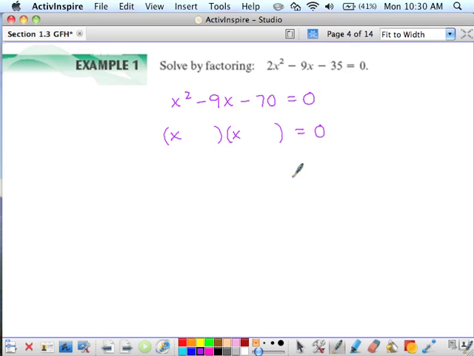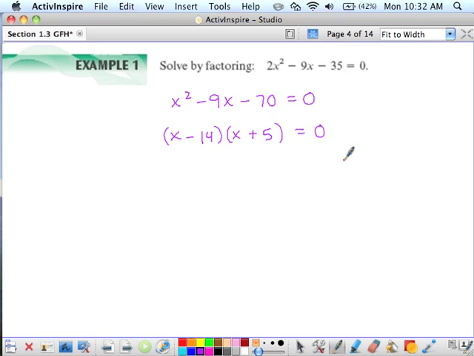One positive, one negative, because the last sign is minus. So I need two numbers that multiply to -70, but subtract to -9. So everybody take a minute and think about that. So it looks like our two factors are 14 and 5. And I would like this one to be minus, this one to be plus.